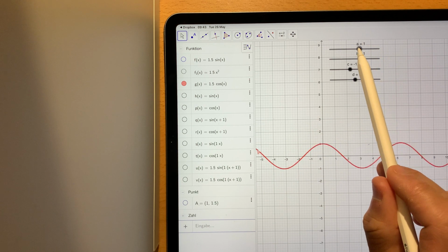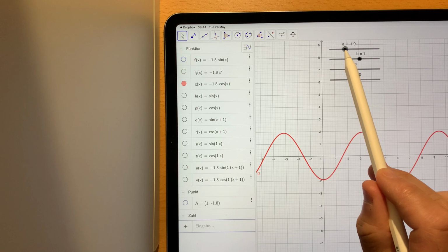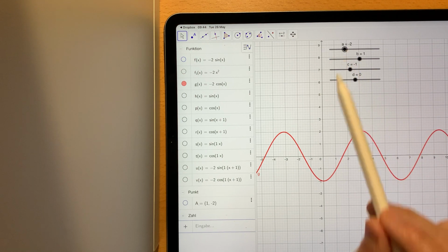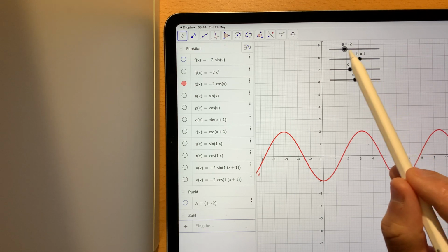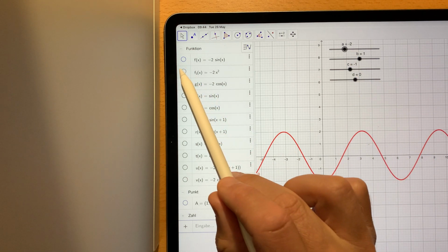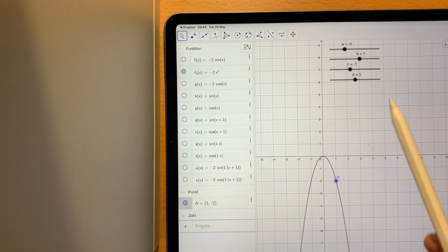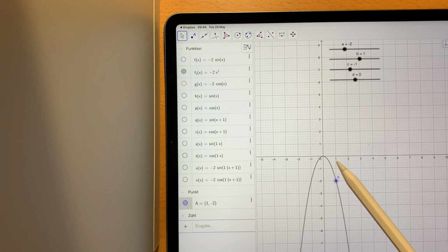It's very rare that we have an amplitude which is negative, very rare. But this is in fact just a reflection in the x-axis and a multiplication by 2. Same thing here for the quadratic. Look, let's switch this off. It's a reflection in the x-axis and then a vertical stretch by 2. So I think amplitude done.